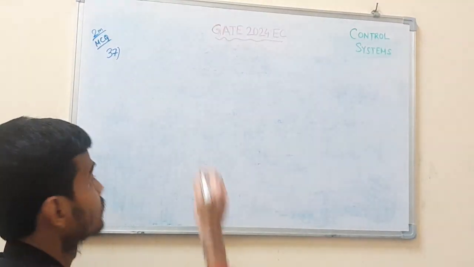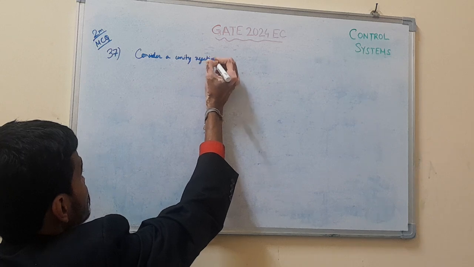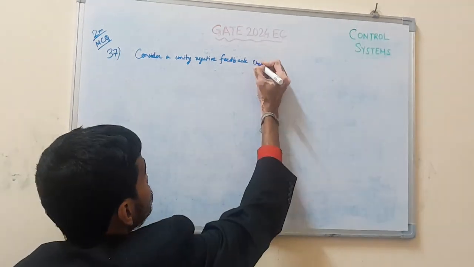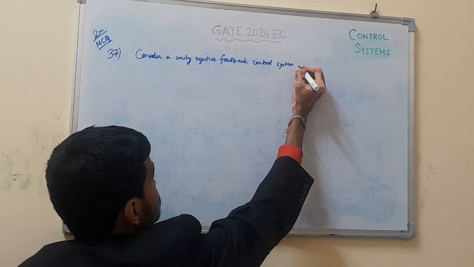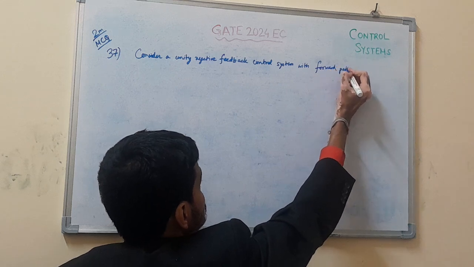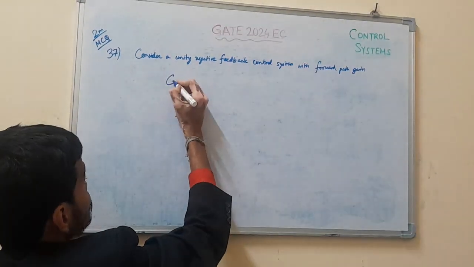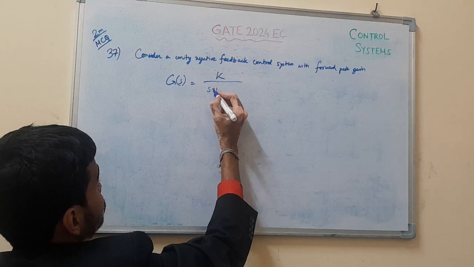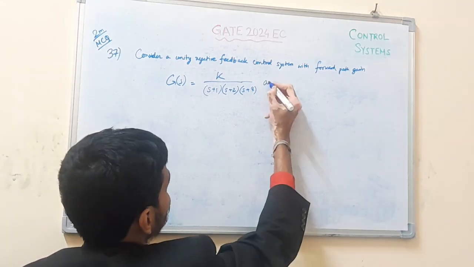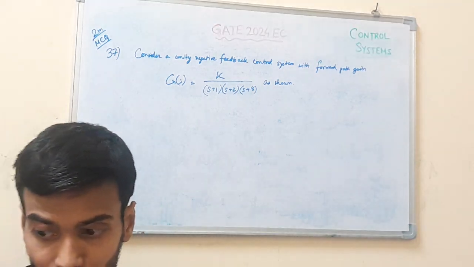Consider a unity negative feedback control system with forward path gain K, G of S equal to K by S plus 1, S plus 2, S plus 3, as shown. Basically the block diagram is given like this.